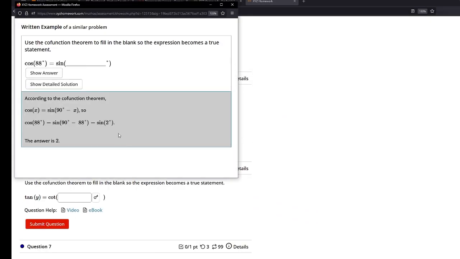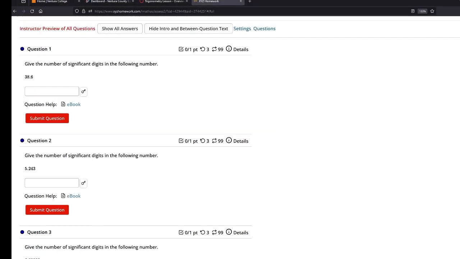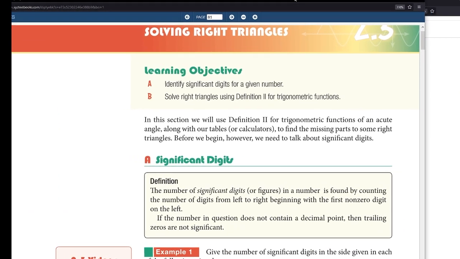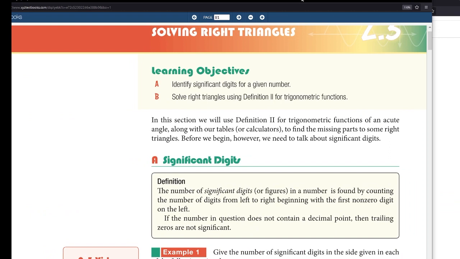And they even have a written example here, as you can see. So you click that and you can kind of see how they worked out a similar example. And then you're basically just going to do the same thing. You're just going to model it after that problem. So you've got some questions on significant digits. Basically, just read the definition here. It's pretty straightforward. You've probably already dealt with these in your science classes. It just gives you the definition right here. That one's not too tricky.